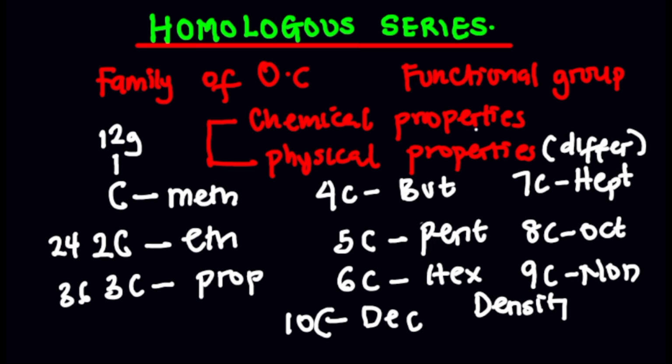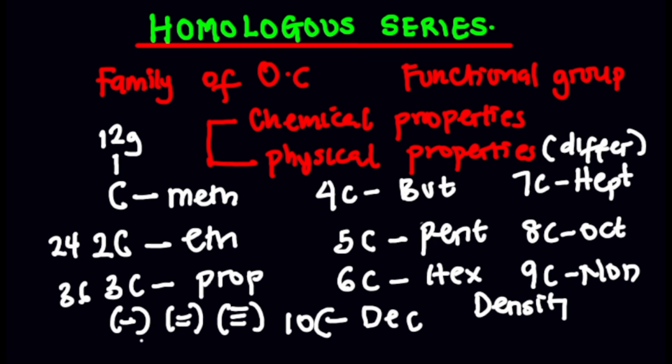But their chemical property is the same, based on the functional group that is present. Alkanes generally are made up of just a single bond. Alkenes are double bond, while alkynes are triple bond. Alkane is single bond, alkene is double bond, while alkynes are what? Triple bond.